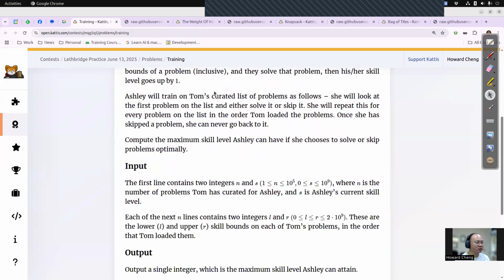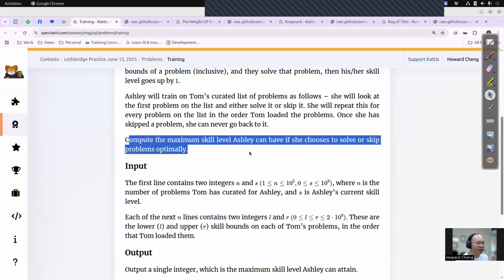So Ashley trained on Tom's curated list of problems as follows. She'll look at the first problem on the list and either decide to solve it or skip it. Then she'll repeat this for every problem on the list in the order that Tom loaded the problems. Once she has skipped a problem, she can never go back. Compute the maximum skill level Ashley can have if she chooses to solve and skip the problems optimally.